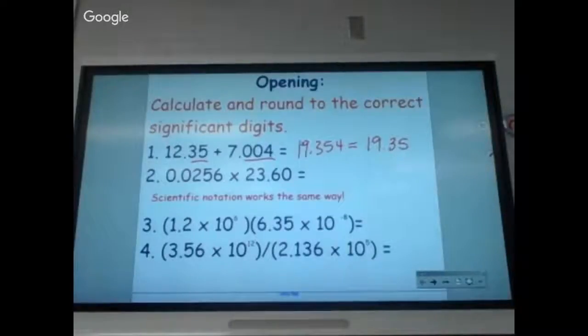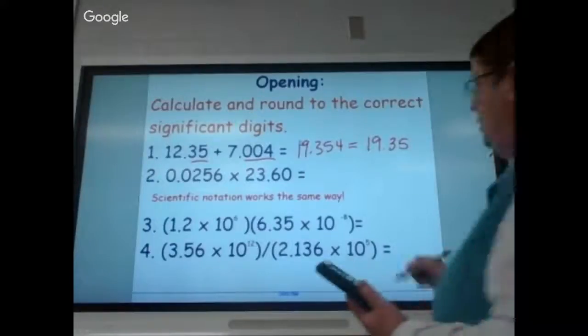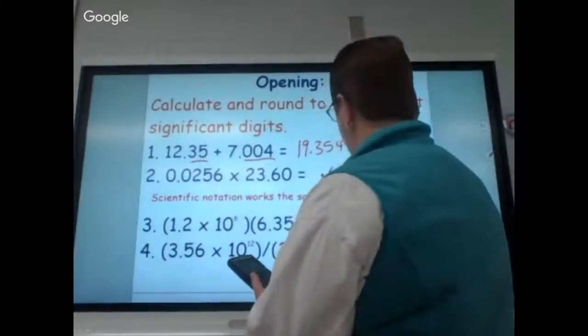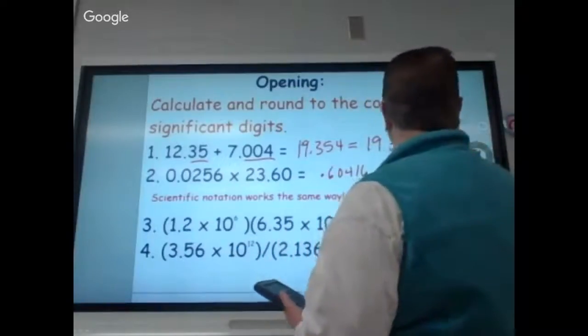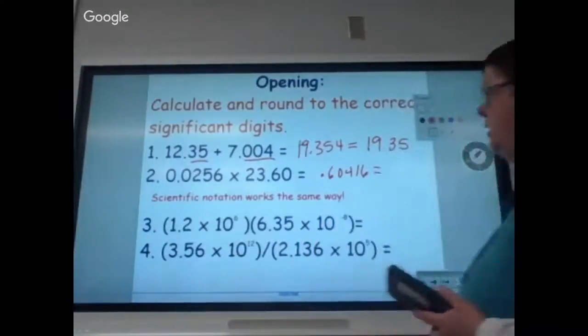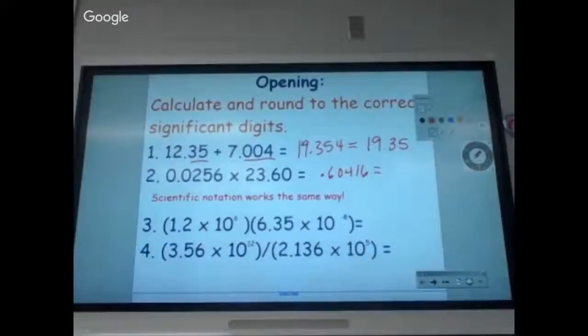So 0.0256 times 23.60. I got decimal 60416. Did I do it right? Yeah. All right. So to round here, we need how many significant digits in the first one? 3. How many in the fourth one?